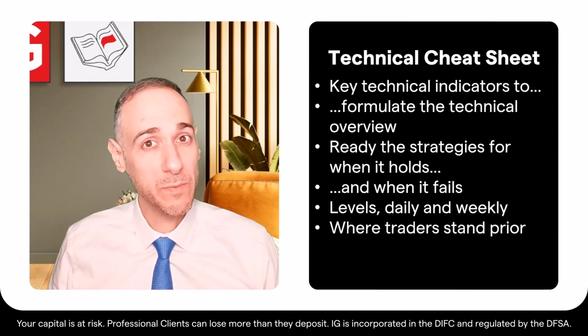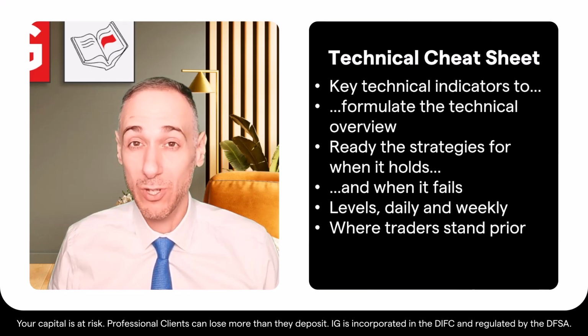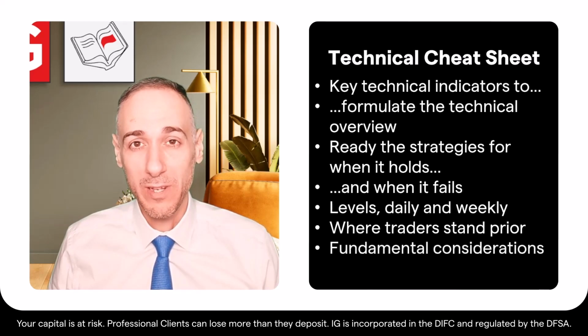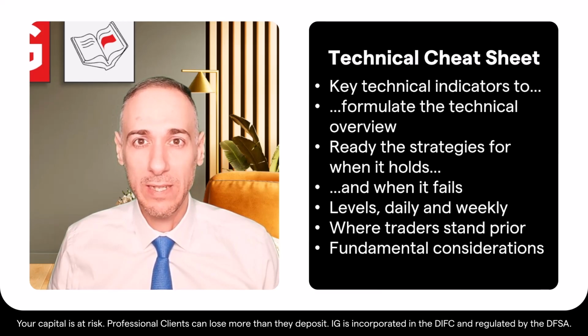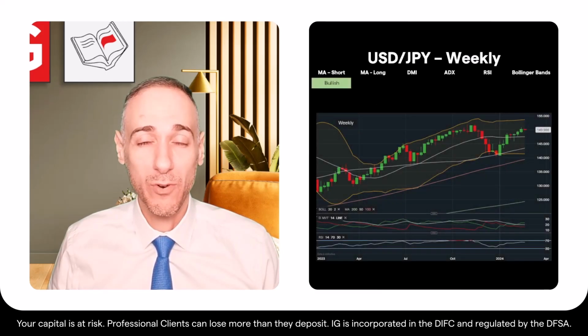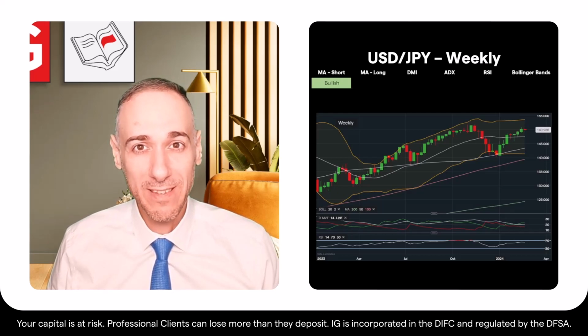And while not a sentiment study video, we are going to take a look at where traders stand, which is an interesting one for this product, as well as fundamental considerations that might throw a wrench into those key technical indicators. And for this week, we've gone for a tricky one. USD/JPY, as price oscillates, as of doing this video, near the 150 line.